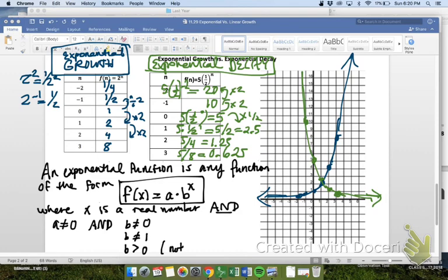Basically, I don't want b negative because if b is negative, then what you're repeatedly multiplying by is going to alternate between a positive and a negative number back and forth, depending on if you're doing an odd or an even power. And we don't really want to deal with that. It's not going to actually appear exponential on the graph.